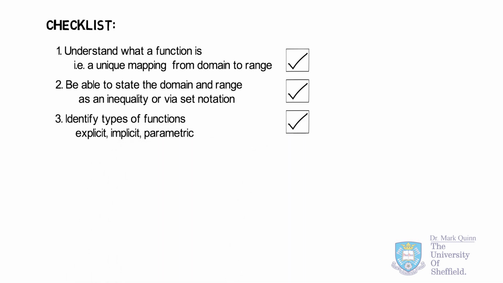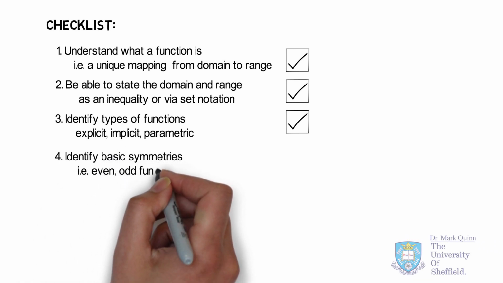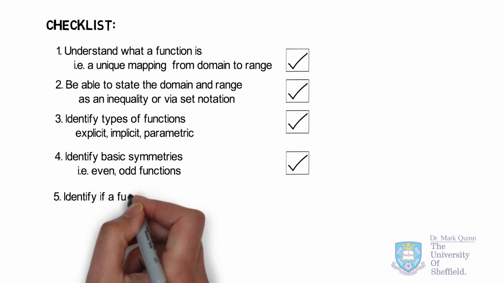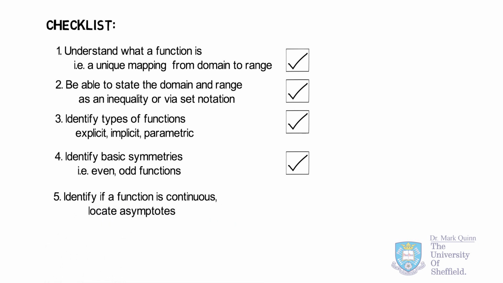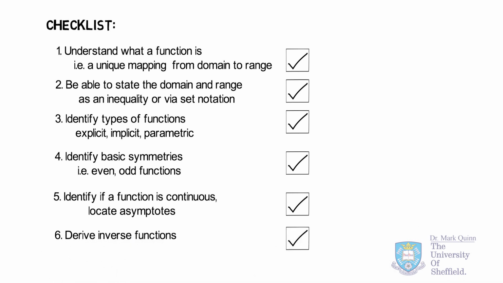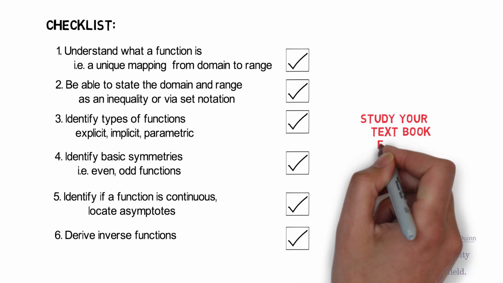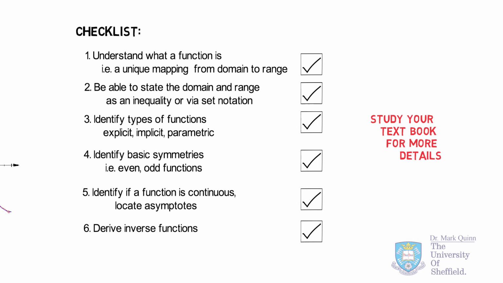We should be able to identify the basic symmetries of functions, such as whether they have even or odd symmetry. We should be able to check if a function is continuous, and if not, locate any discontinuities. And finally, we should be able to derive inverse functions in order to map from y to x as opposed to from x to y. The content of this video is, of course, just to get you started. Your own private study will involve copious reference to your textbook and solving and practicing the problems set for your homework.